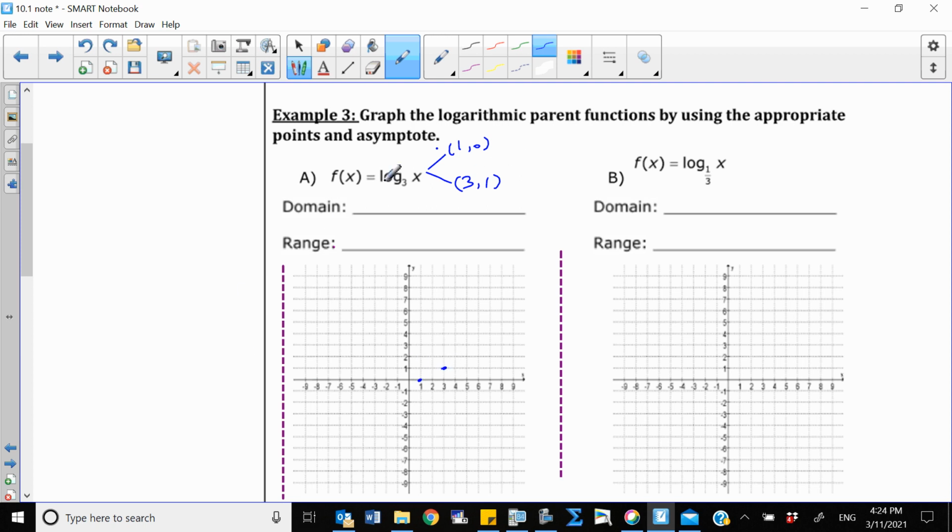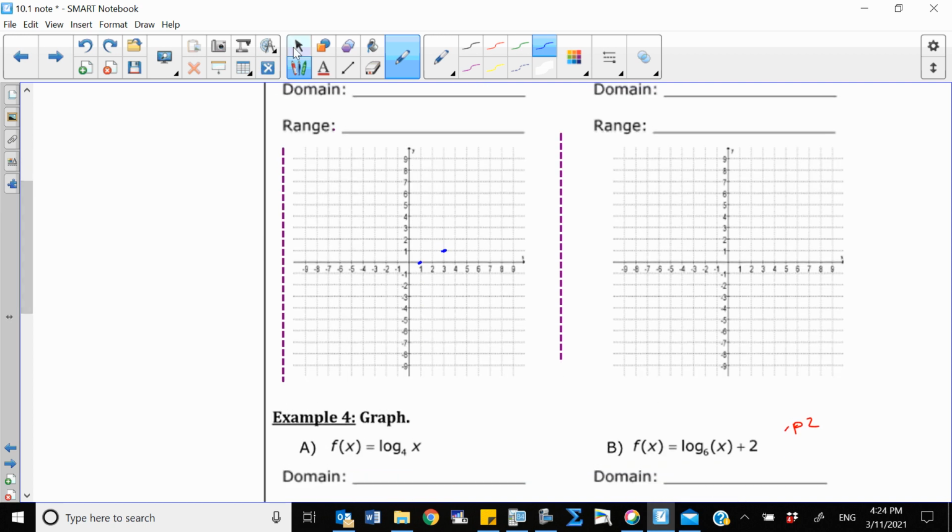And also we know that every log parent function has an asymptote at x equal to 0. So here's my asymptote at x equal to 0, and then my function is going to look like this. The graph is going to be like this.